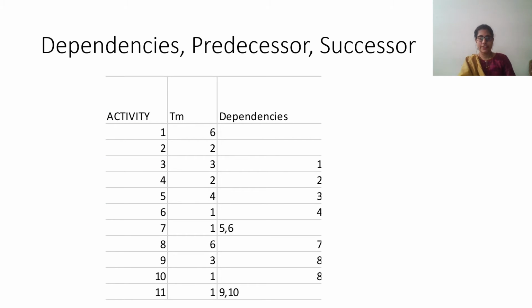So I have my activity, I have the time taken, and I have the dependencies. I can start my activity 1 before something else is done. But I can't start my activity 3 before 1 is done. Are you understanding this? So 3 is dependent on 1. If by chance I'm not finishing 1 on time, 3 is also getting delayed, right? So we talked about what is a predecessor and what is a successor.